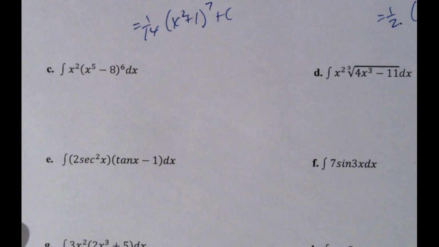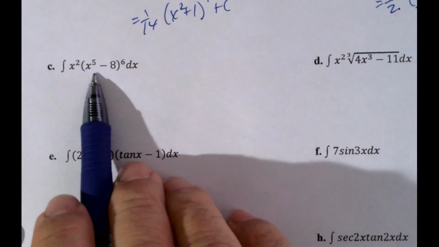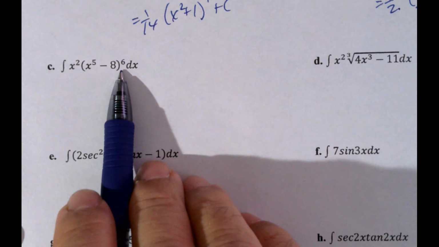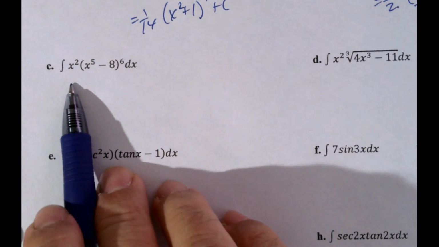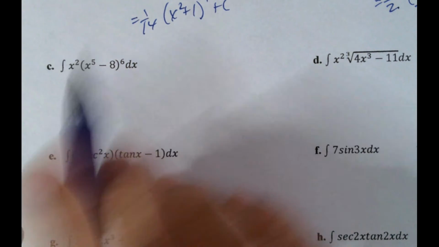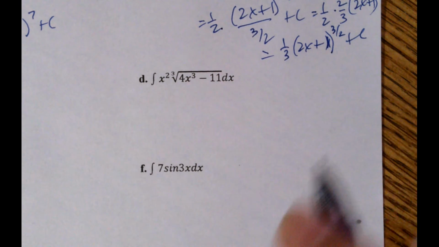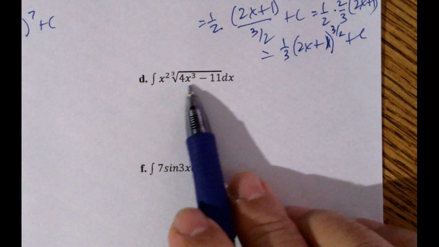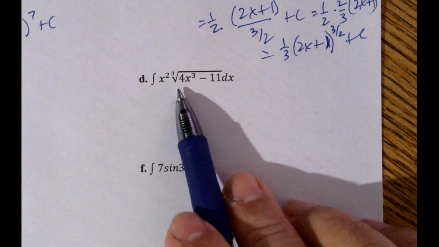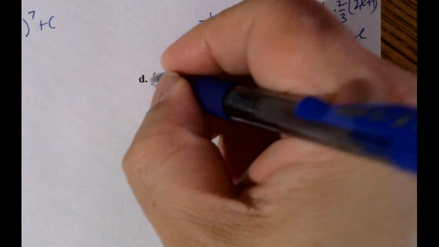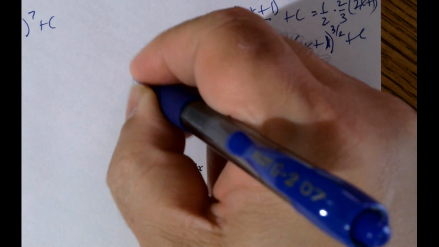Example C. I'm looking for the derivative of x to the 5th minus 8. And so this one can't be done. Okay, omitting that one. All right, look at the next one. I'm looking for the derivative of 4x cubed minus 1. That's going to be 12x squared. So I'm missing a 12. So compensate for that 12 with a 1/12.